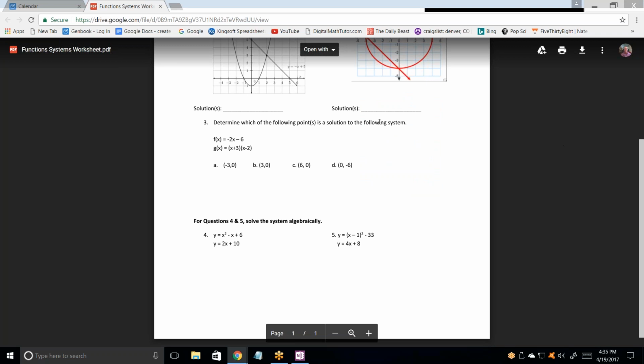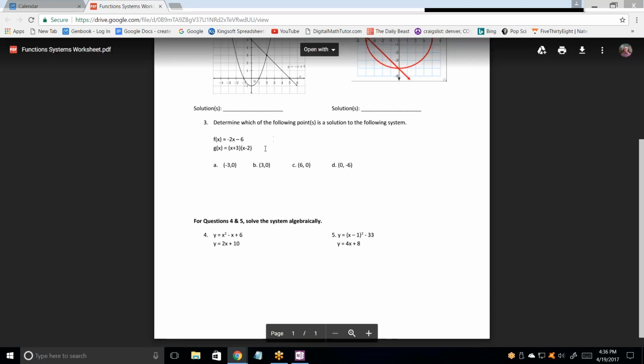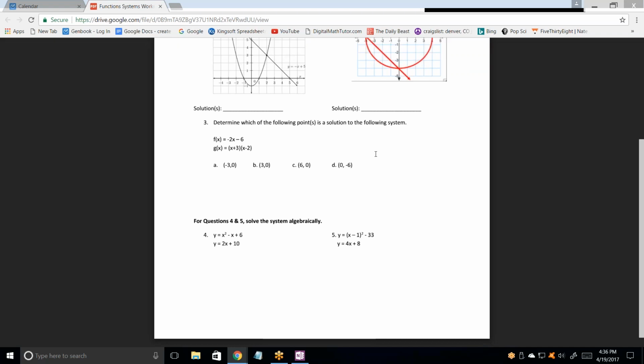Determine which of the following points is a solution to the following system. What's the best way we're going to do this? Substitution? Yeah. Well, by substitution, take each point and see if both equations are satisfied. If you find a point that satisfies both equations, then you've got your solution.